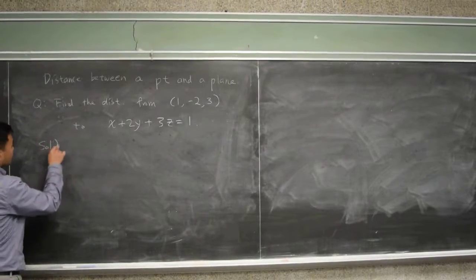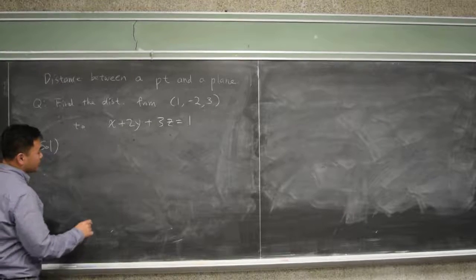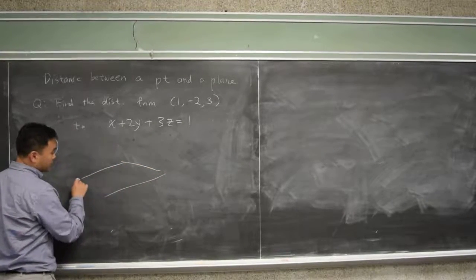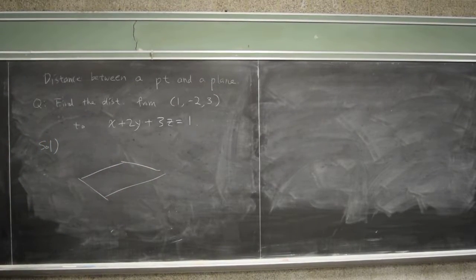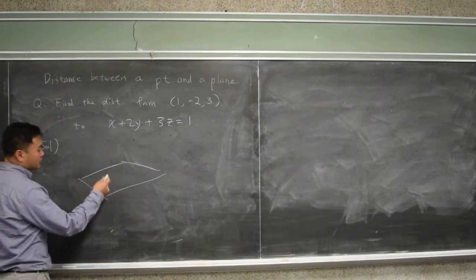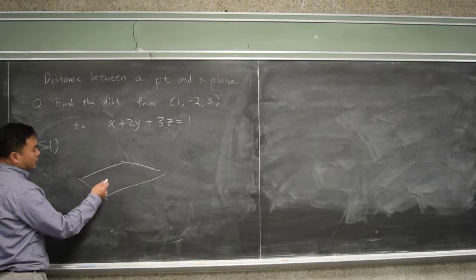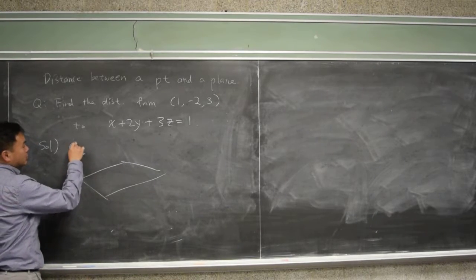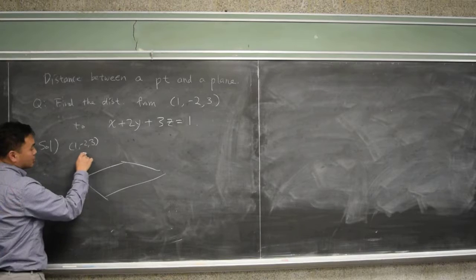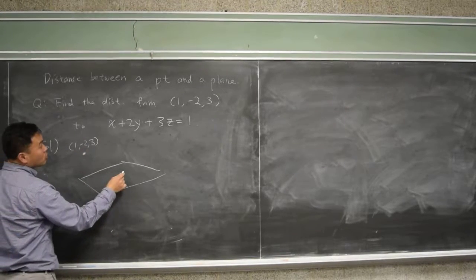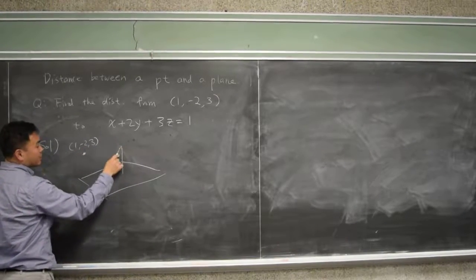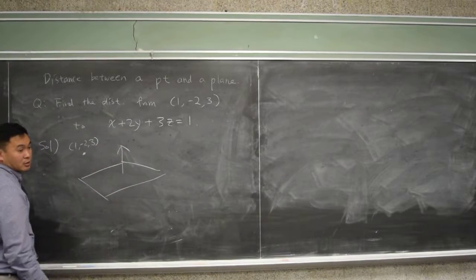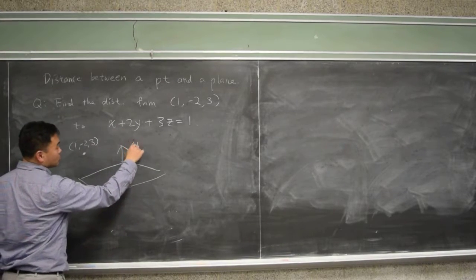So to find this answer, you make use of the property of the projection. So here's what you do. Let's say this is (1, -2, 3). And the normal vector, what's the normal vector? (1, 2, 3). So this is a normal vector, (1, 2, 3).